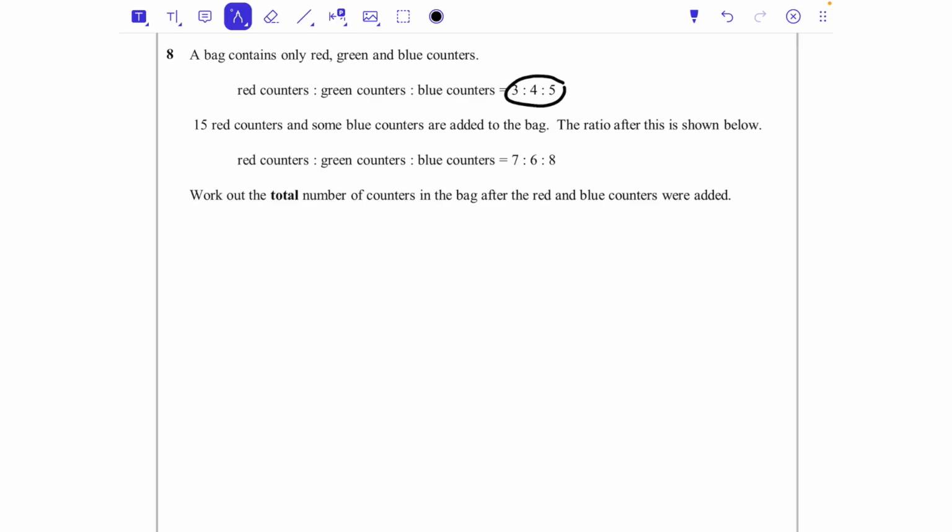It's probably been simplified from bigger numbers, but I do know that whatever those numbers are, they're going to need to be in the 3 times table, the 4 times table and the 5 times table. So I'm going to call the before 3x, 4x, 5x. And afterwards, same thing. We then know it's going to be the 7 times table, the 6 times table and the 8 times table. So let's call it 7y, 6y, 8y. We don't know that the numbers they're timesing by are the same, so we're going to need to use different letters here.